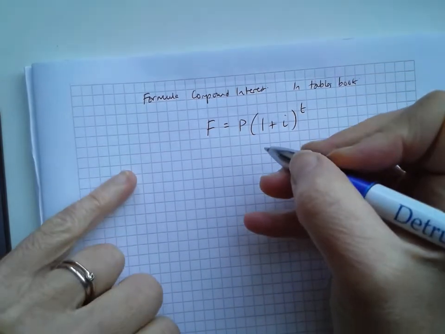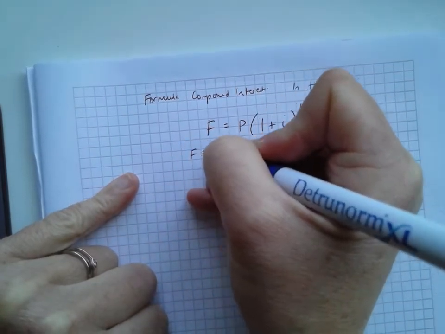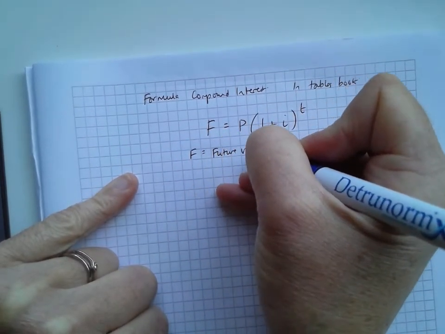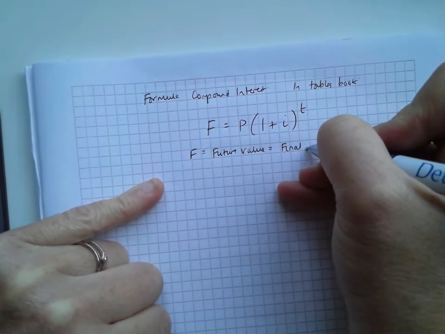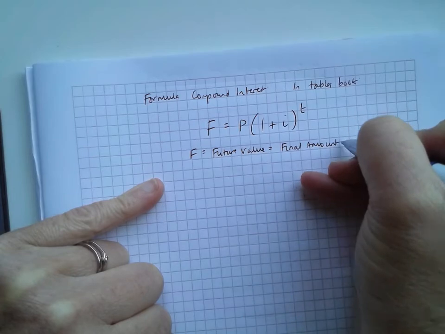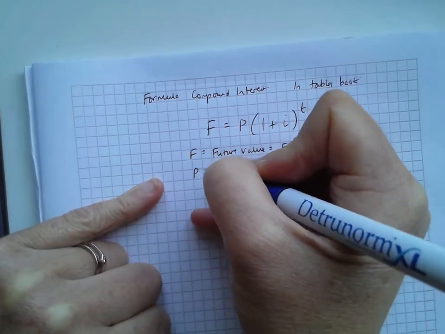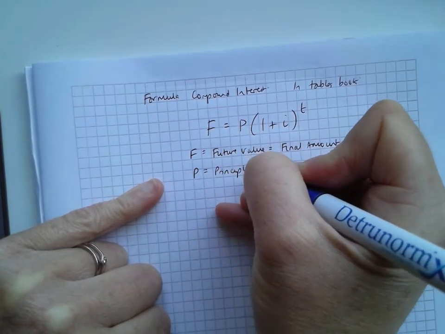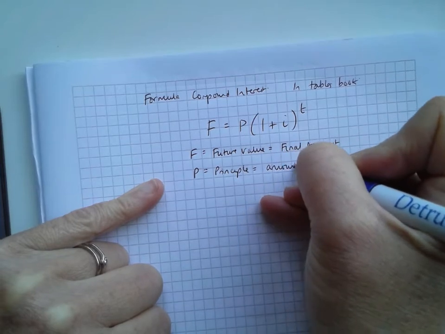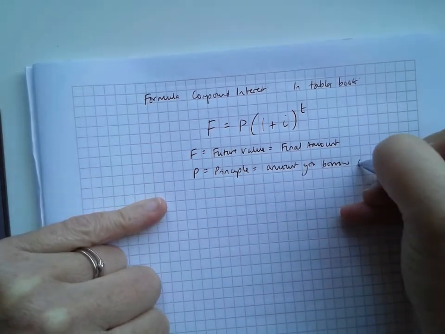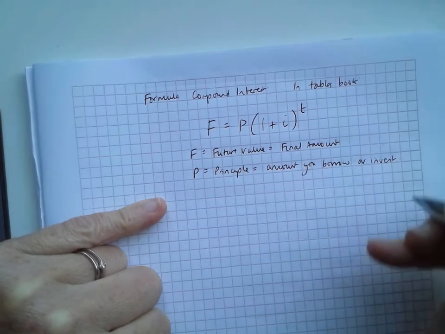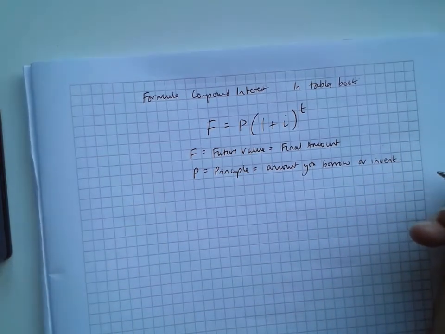So F is equal to the future value, or sometimes I think of it as the final amount. P is equal to the principal, which is the amount you borrow, or it could be the amount you invest. We haven't talked about investments yet, but they work the same way. It's just that the bank gives you money rather than you giving the bank extra money.